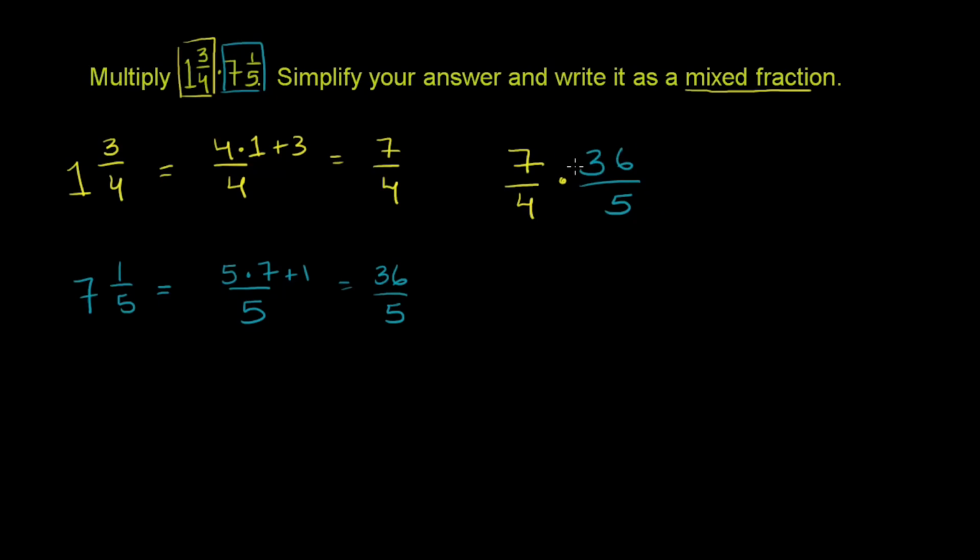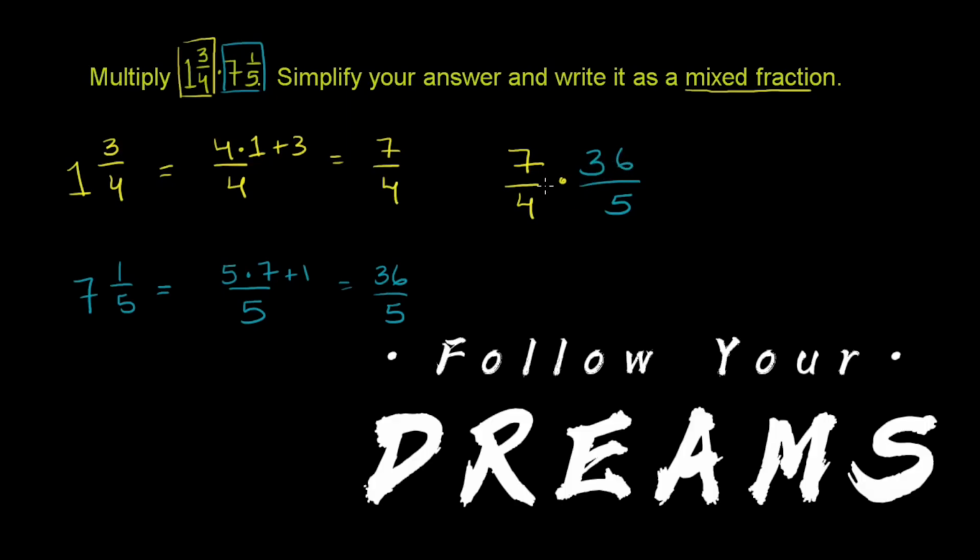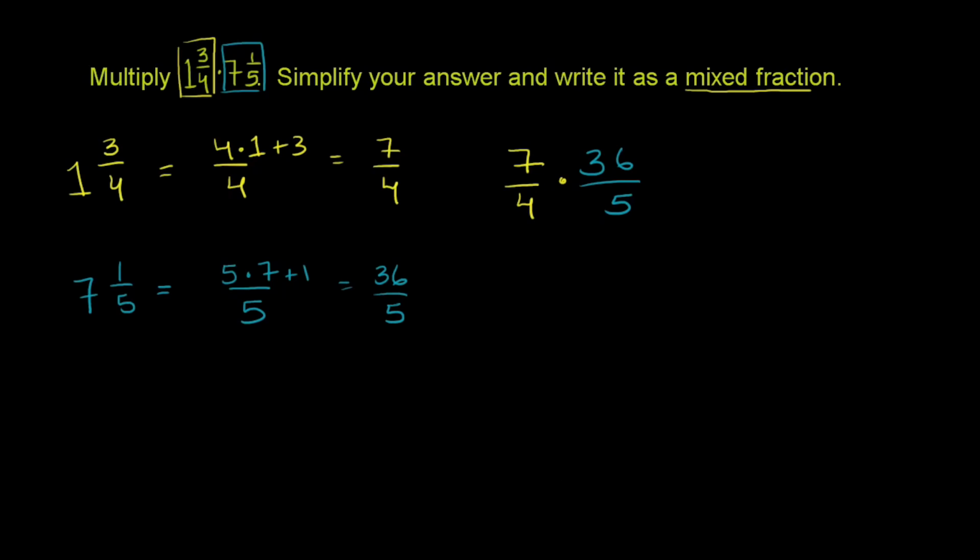I can't multiply 7 and 36 in my head, or I can't do it too easily. So let's see if we can simplify this first. Both our numerator and our denominator have numbers that are divisible by 4. So let's divide both the numerator and the denominator by 4. For the numerator, we can divide the 36 by 4 and get 9.